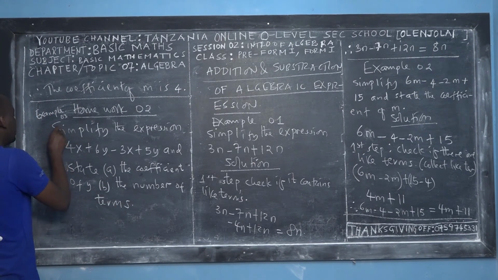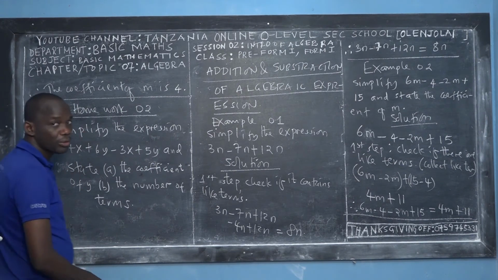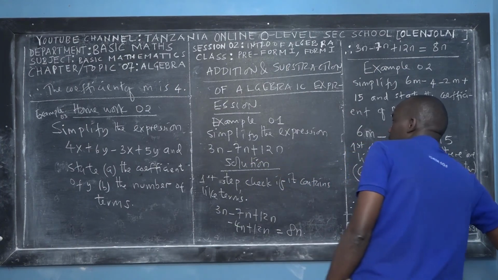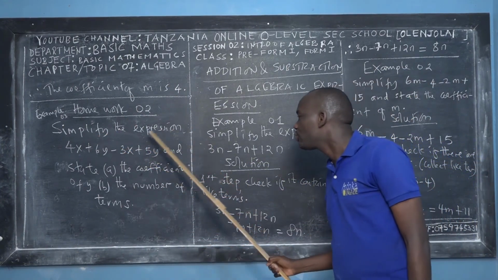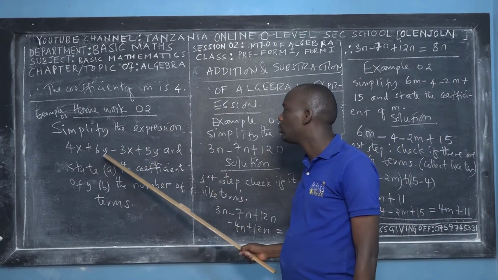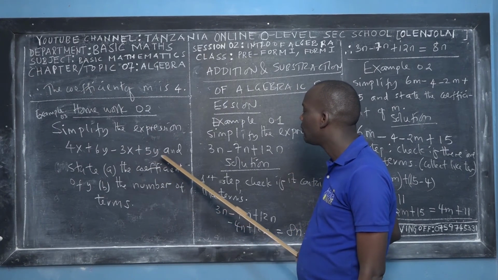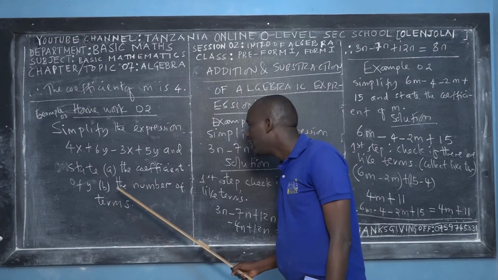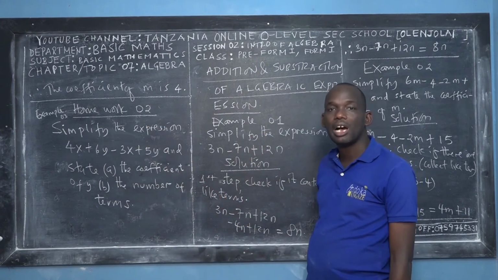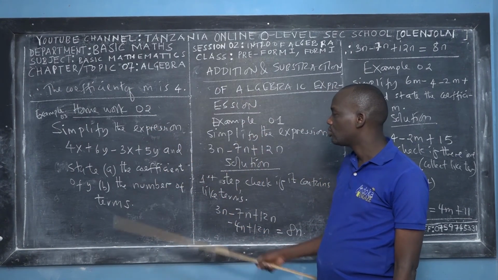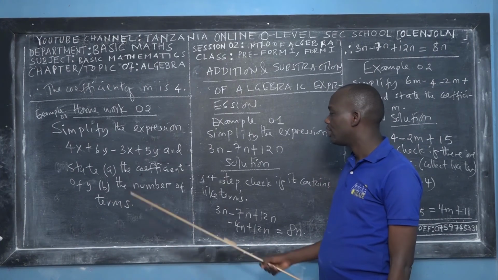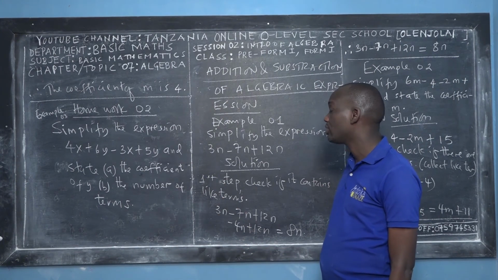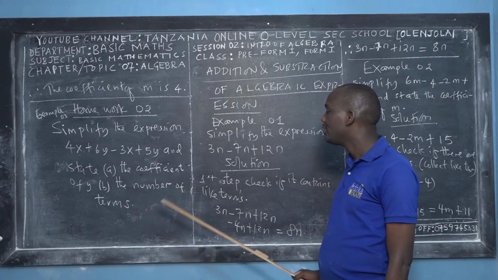Simplify the expression. So let me read the question. Simplify the expression 4x plus 6y minus 3x plus 5y and state A, the coefficient of y, and B, the number of terms. How many terms are there? So simplify the expression, state the coefficient of y after simplification, and then the number of terms.